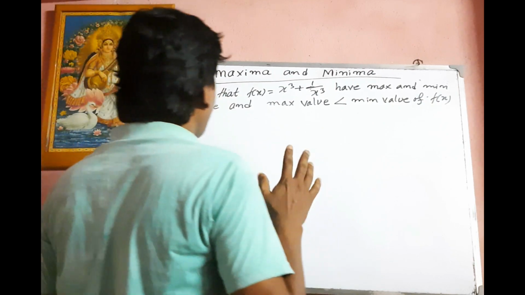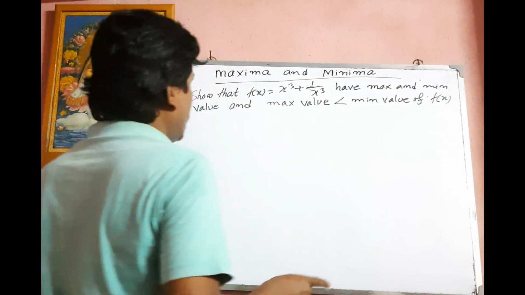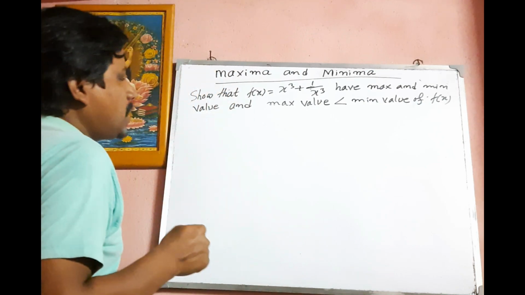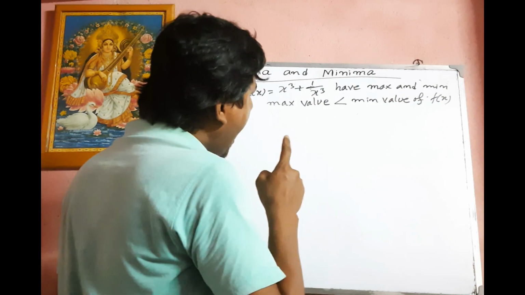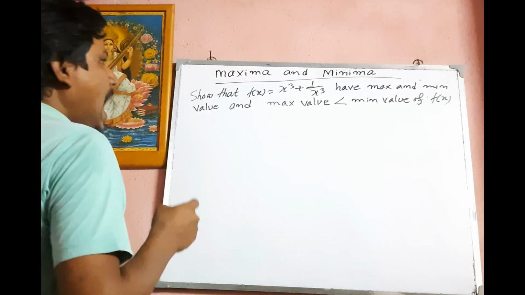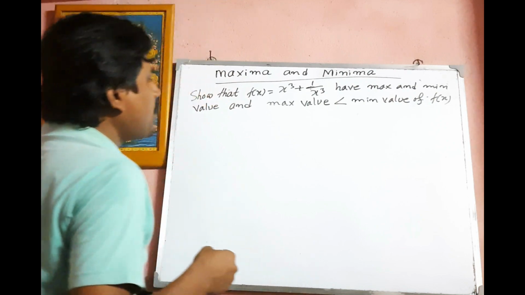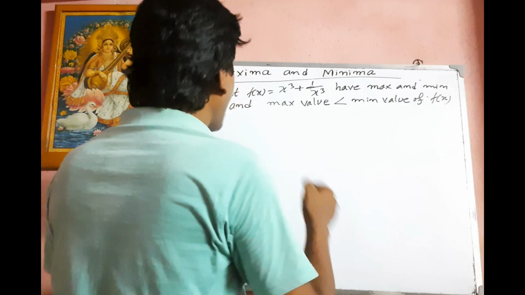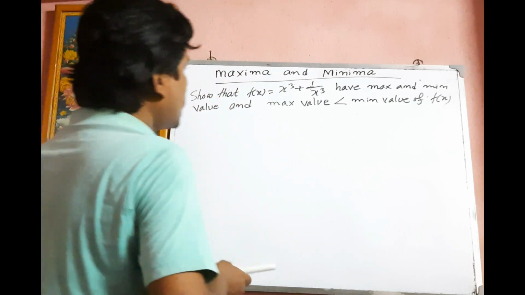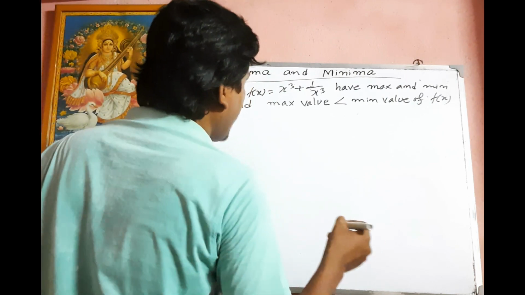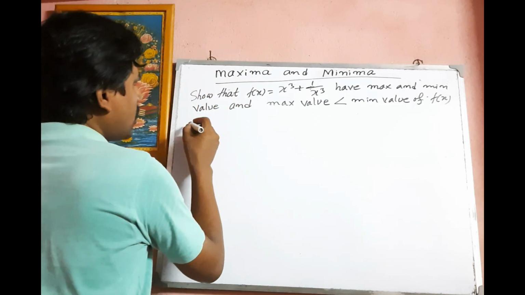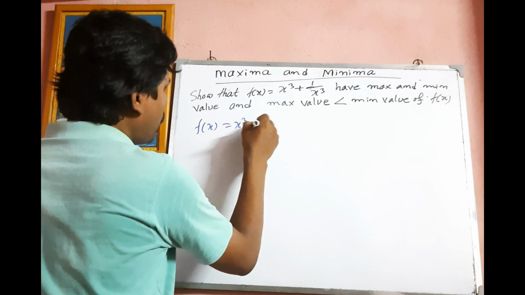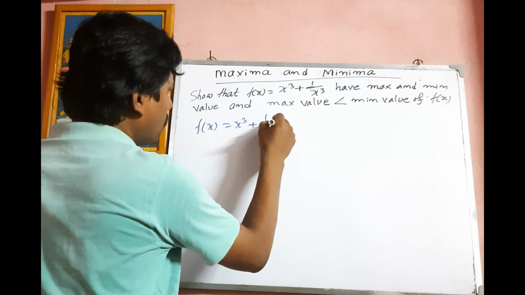Now we are discussing the first example of the day. The first example is that f(x) is equal to x cube plus 1 by x cube has max and min values, and the maximum value is lesser than the minimum value of the given function f(x). Now by the given condition, f(x) is equal to x cube plus 1 by x cube.